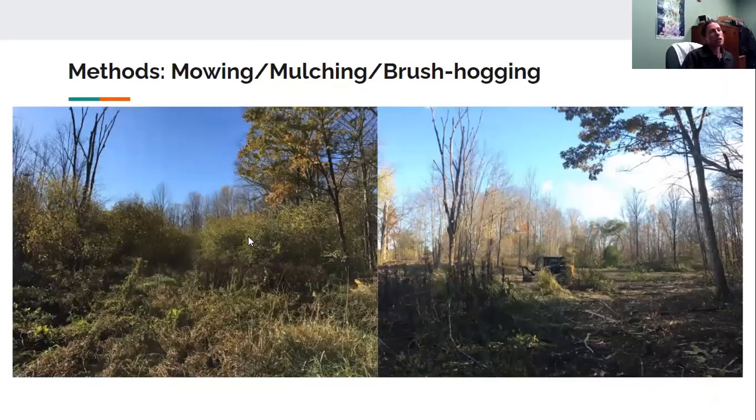Next slide. So this is an example of an area that's about 3 acres in size, and a skid steer with a mulcher attached was used to mulch buckthorn, and it took the skid steer about 6 hours to do this site. And this is a before and after photo of this site. Next slide.